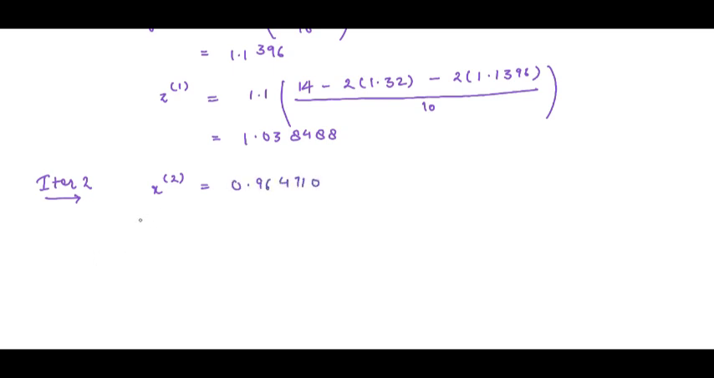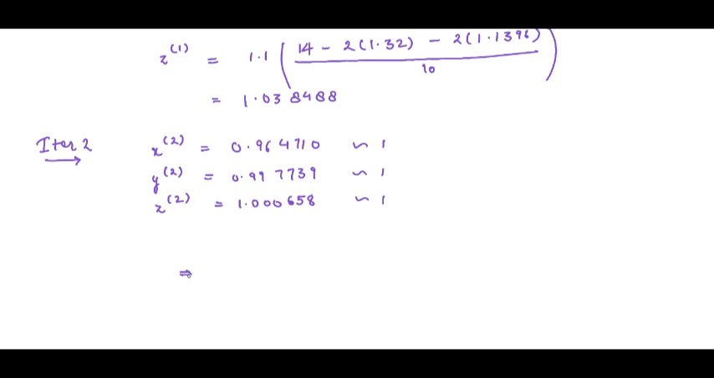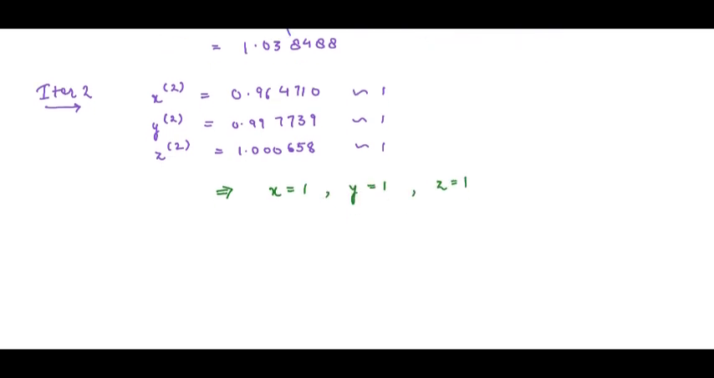Now with iteration 2, we get x2 as 0.964710, y2 as 0.997739, and z2 as 1.000658. Now we can see that the values are already moving very close to 1. So the iteration converges towards 1, 1, 1, and hence we got the answer as x equals 1, y equals 1, and z equals 1.